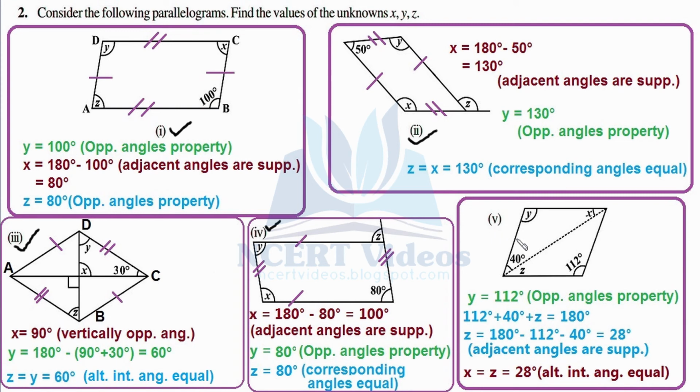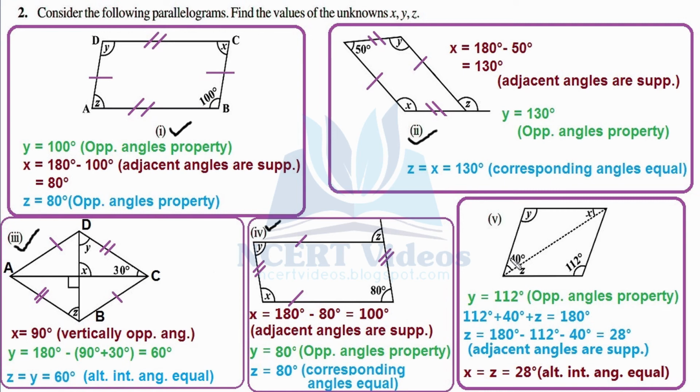Now let's focus on angle y. It can be easily found because it is opposite to angle 112 degrees. Therefore, we wrote y equals 112 degrees, opposite angles property. Now let's try to find angle z. So we know very well that adjacent angles are supplementary. That is, measure of this angle and this complete angle, that is 40 plus z, will give us 180 degrees.